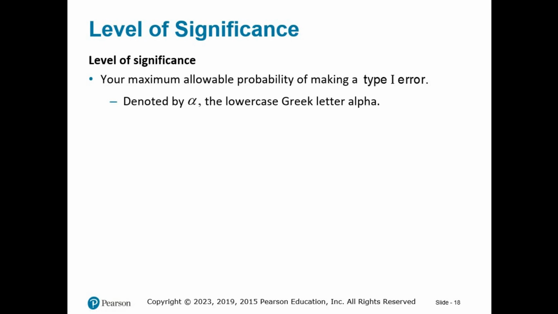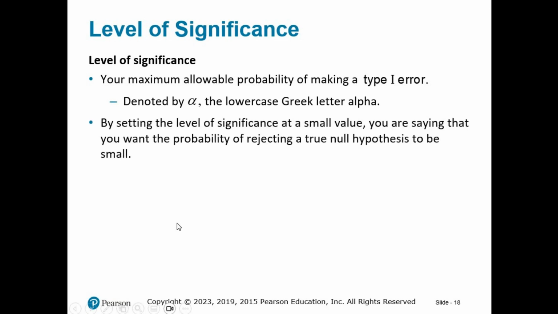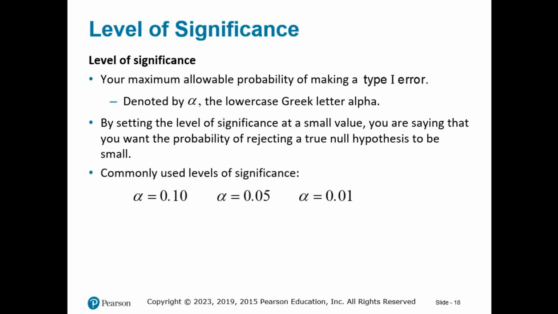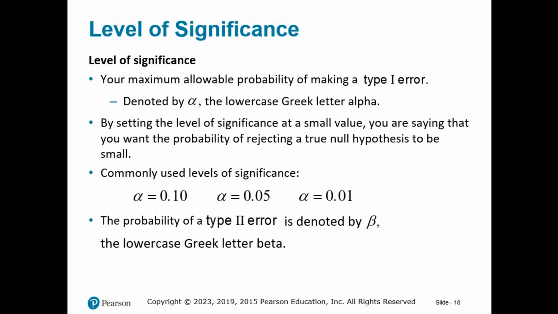By setting the level of significance at a very small value, you're saying you want the probability of rejecting a true null hypothesis to be small. The levels that are most often used are 10%, 5%, and 1%, represented here in decimal form. The probability of a type 2 error happening is denoted by the lowercase Greek letter beta.